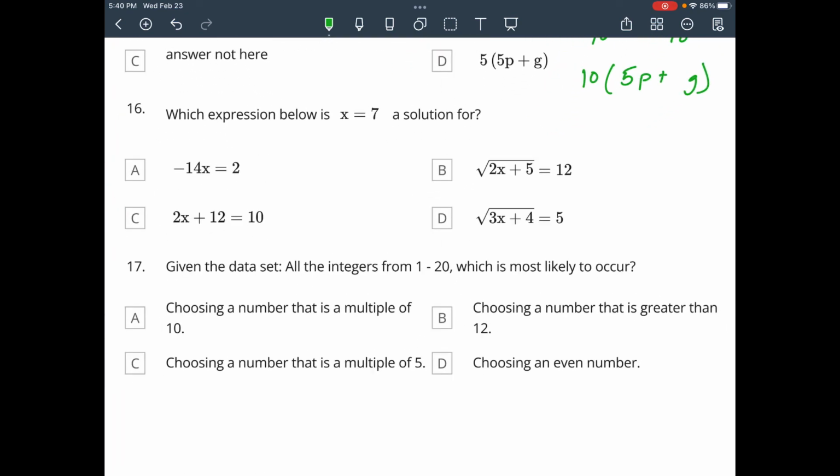Number 16, which expression below is x equals 7 a solution for? The easiest thing to do here is to plug them all in for 7, right? So plug in 7 right here. Does negative 14 times 7 equal 2? No. So you do it over and over and over, right? But I'm just going to go straight to the answer, right? I mean, over here you plug in 7. 2 times 7 is 14. 14 plus 12 is not 10. So that's wrong. And just keep on going, right?